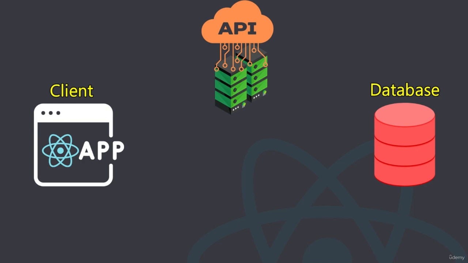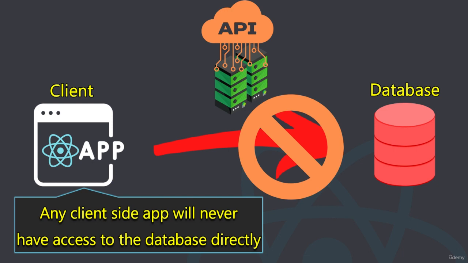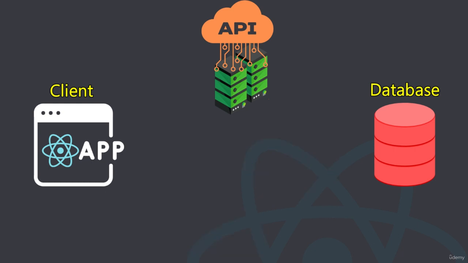So basically we have this client side React app. Now if, let's say, you have the data here, and it tries to access it, it is not allowed. The reason is any client side application will never have access to the database directly. You often see that all the sites have the data which is delivered in the browser, that is at the client side.